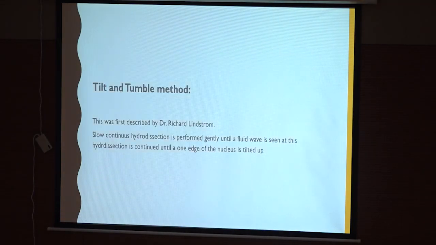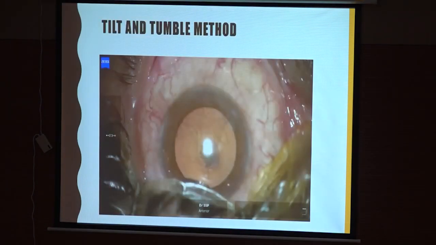So another method is the tilt and tumble method. In this technique, we do hydrodissection, then we will try to just tilt the nucleus inside the bag. We will not flip it. We will keep putting water on one particular side, so that from that side the nucleus goes up and the other side goes down. So there is a tilt in the nucleus. In this way we can finish phacoemulsification in soft cataract.